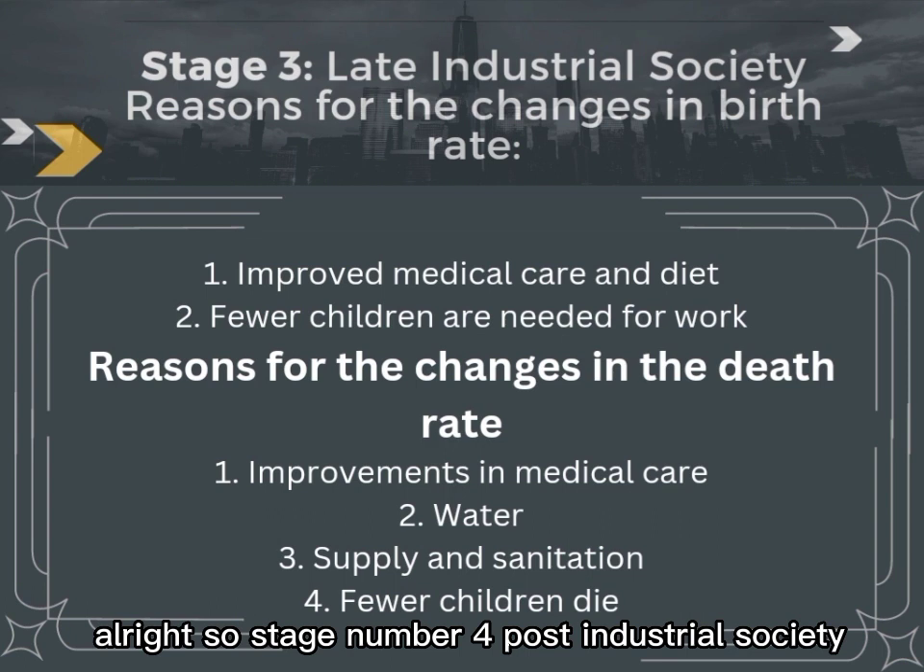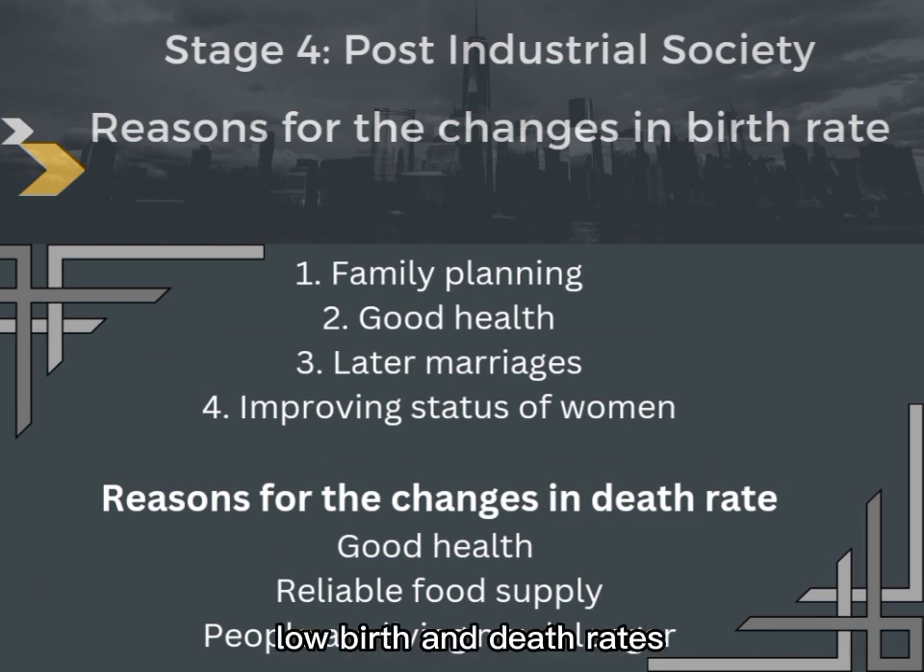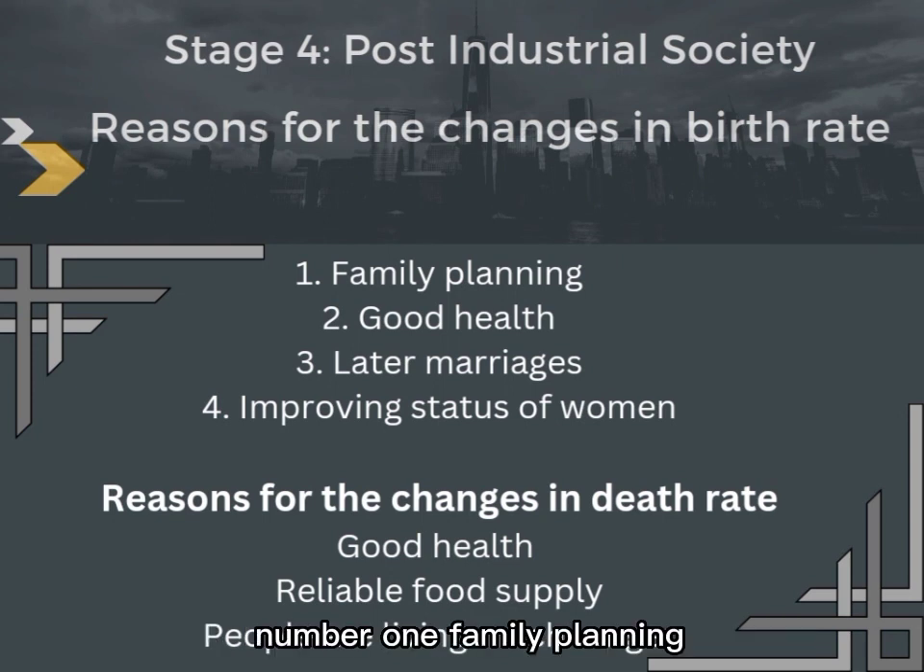Stage number 4, post-industrial society: low birth and death rates, low population growth. The reasons for the changes in birth rate: number 1, family planning; number 2, good health; number 3, later marriages; number 4, improving status of women. The reason for the changes in death rate: good health and a reliable food supply, so people are living much longer.